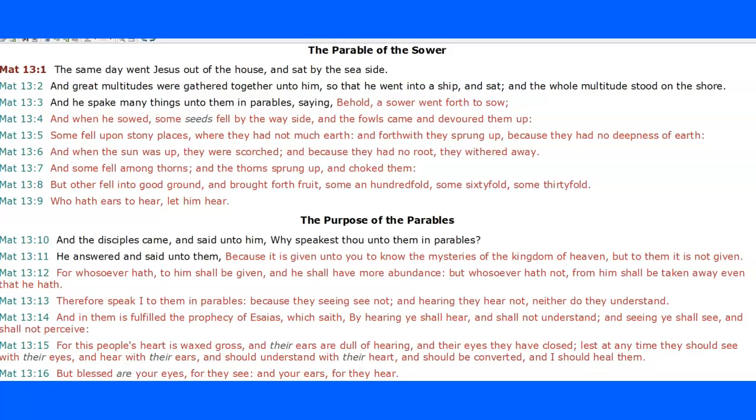And he will explain why he is talking in parables here in just a moment. But again, behold, a sower went forth to sow. And when he sowed, some seeds fell by the wayside, and the fowls came and devoured them up. Some fell upon stony places where they had not much earth, and forthwith they sprung up, because they had no deepness of earth. And when the sun was up, they were scorched, and because they had no root, they withered away. Some fell among thorns, and the thorns sprung up and choked them. But others fell into good ground, and brought forth fruit, some 100-fold, some 60-fold, some 30-fold. Who hath ears to hear, let him hear.